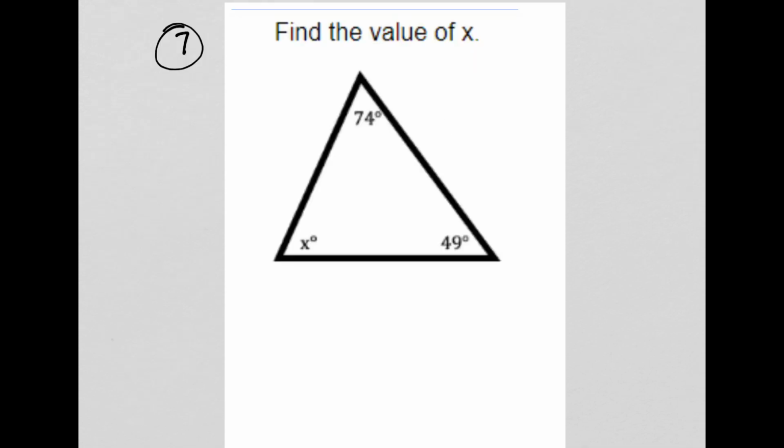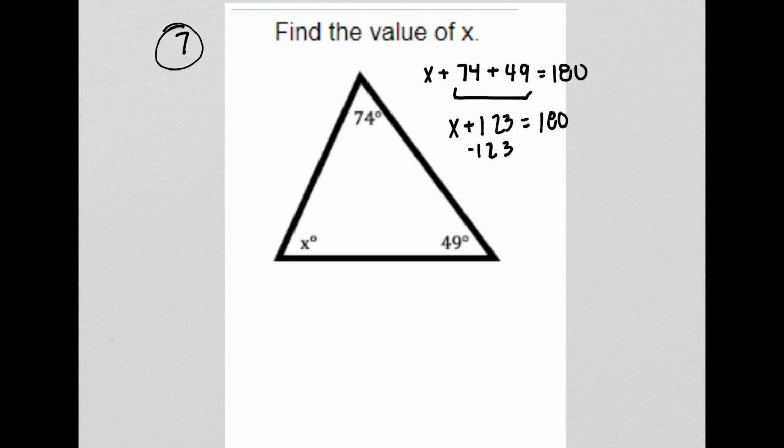Now number 7 is just what we hit in number 6. Find the value of X. I have 3 angles. I have my first one, which is X, plus my second, 74, plus my third, 49. And like we talked about, the angles in a triangle all add up to 180. I need to combine my like terms and solve for X. So 74 plus 49 gives me 123. And it's still equal to 180.